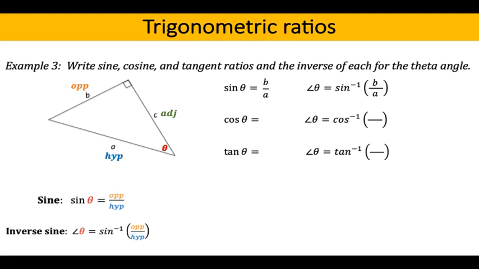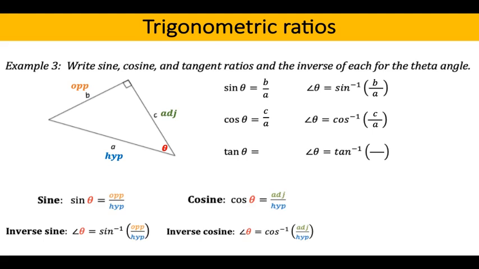Let's set up cosine. Cosine is adjacent over hypotenuse, Caught Another Hippie, so that'll be C over A. Of course, the inverse, so theta is equal to inverse cosine of C over A, that same ratio.